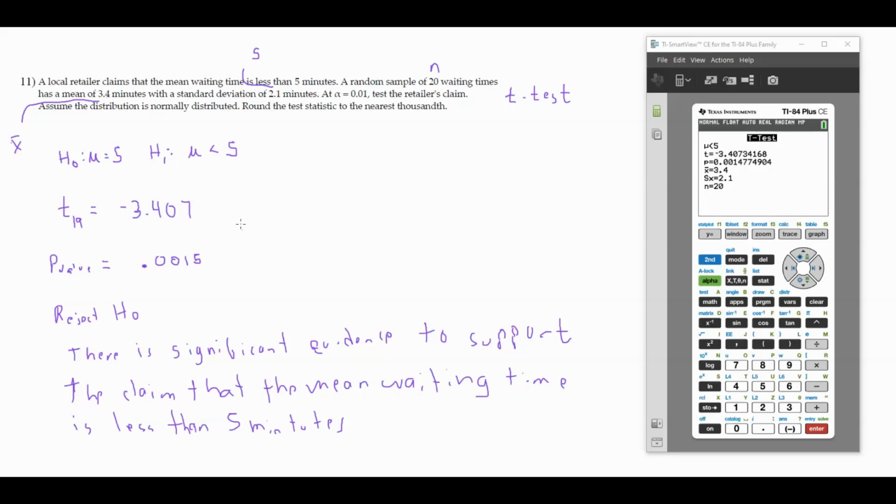So your conclusion, I can reject the null in favor of the alternative. What does the alternative say? The mean what? Mean waiting time less than 5 minutes. So that is the hypothesis test for a mean in this particular context.